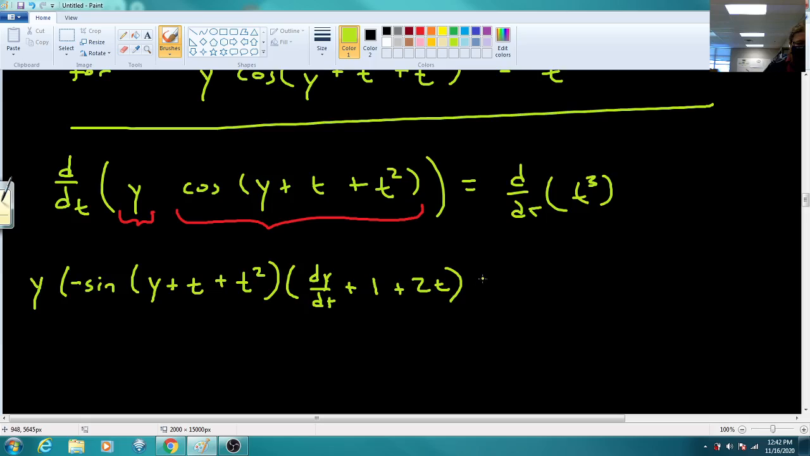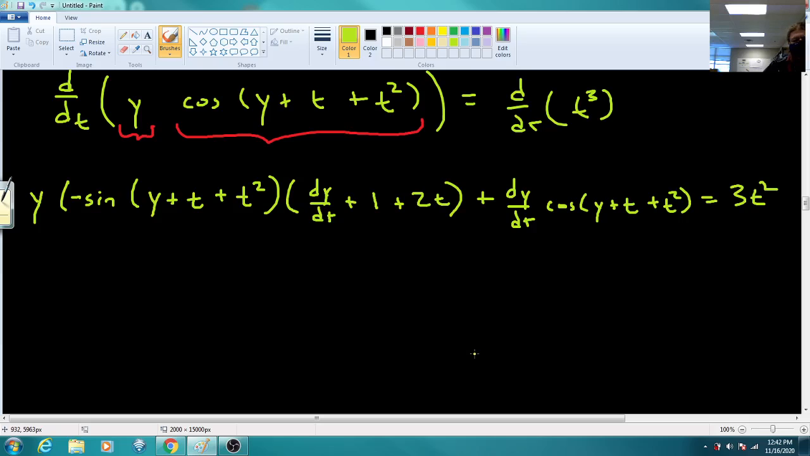So now we get the y left alone, times the derivative of this part. Now we get plus, we take the derivative of y with respect to t, and leave the cosine part alone. That all equals d/dt of t cubed, which is 3t squared. So now, if you can see, if we tried to solve this, things are going to get bad.